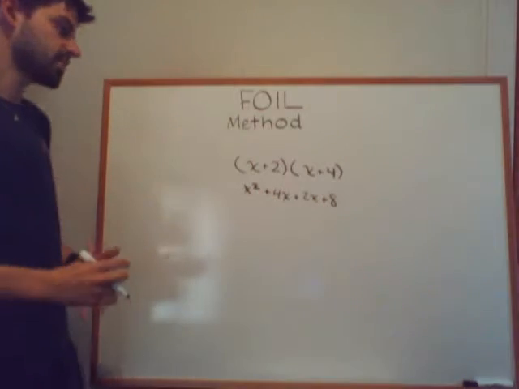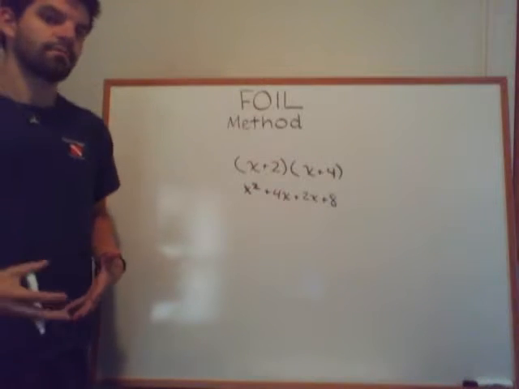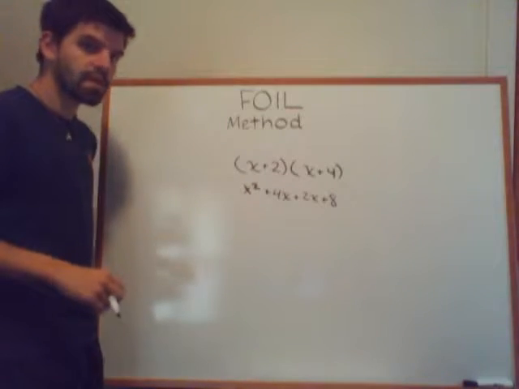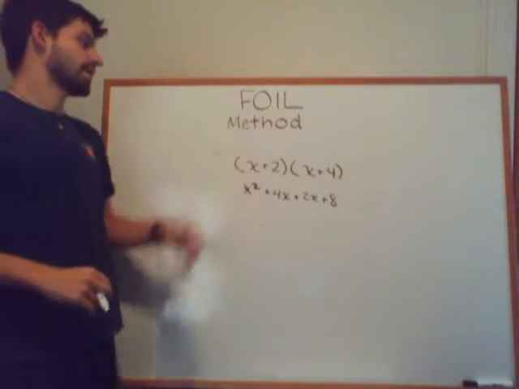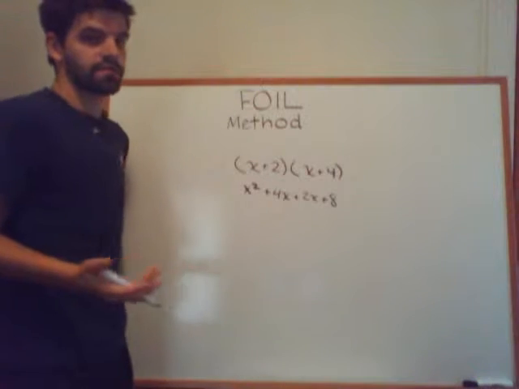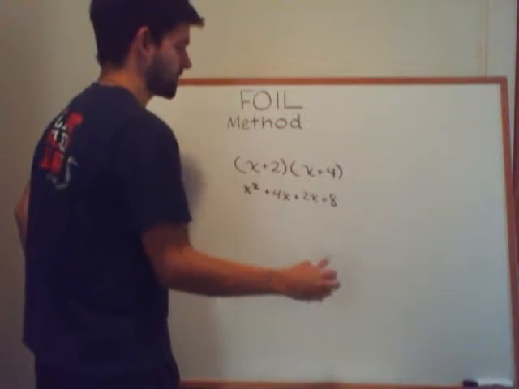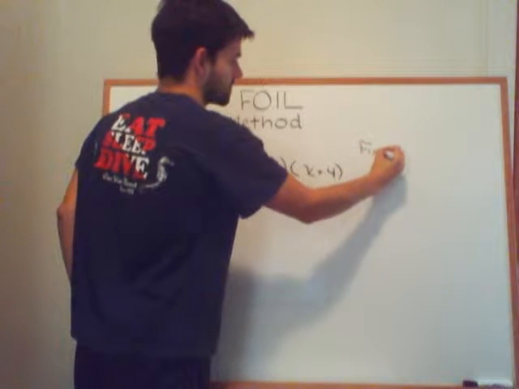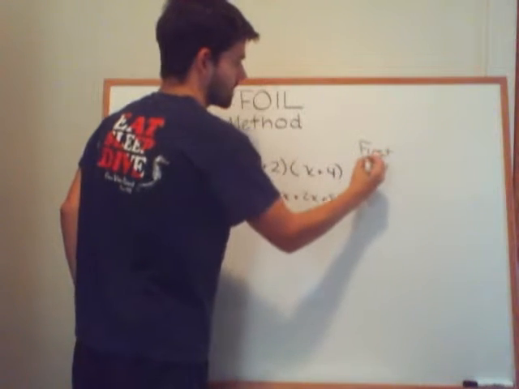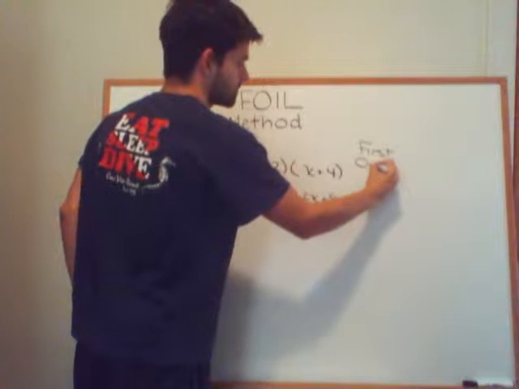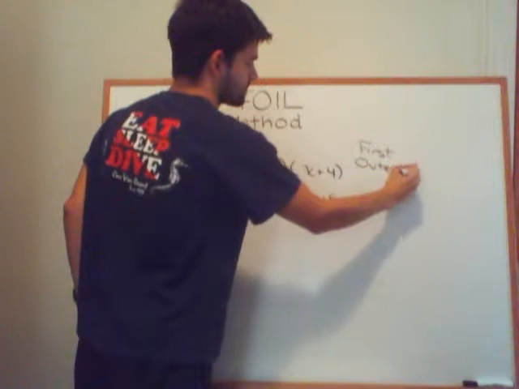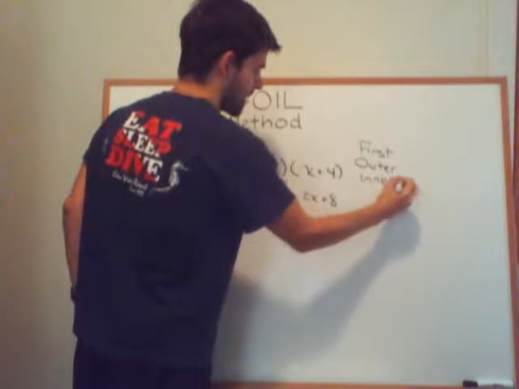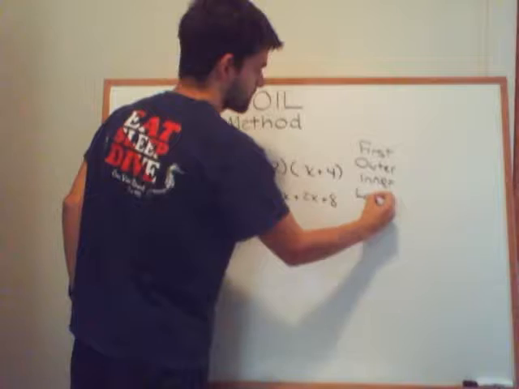However, there's a much easier and cleaner and systematic way that we can definitely approach this, and this is what the FOIL method does for us. So this acronym, FOIL, stands for the 4 steps that you're going to take to expand the binomial expressions. So here are the 4 steps. The F stands for first, the O stands for outer, the I stands for inner, and the L stands for last.